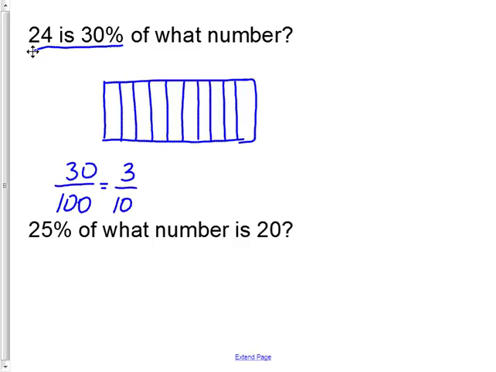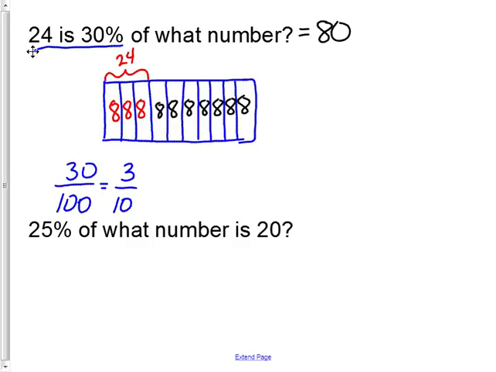So even almost thinking about this like a fraction. So 24 is 30% of what number? So the 30%, these three pieces have to equal 24. So if those three pieces together have to equal 24, then each of them has to equal 8. If each of those are 8, then that means that all of the others are 8, and that our whole then is 80.